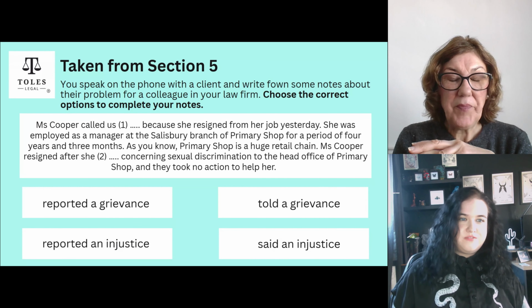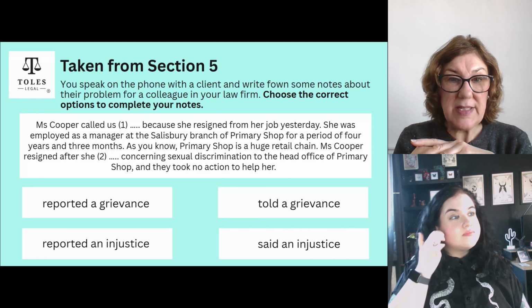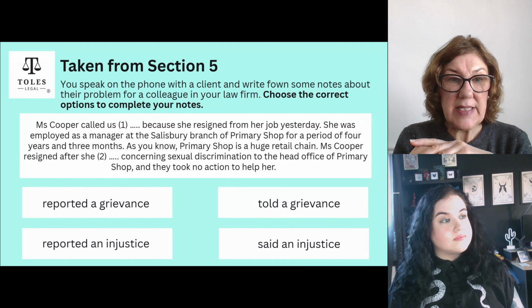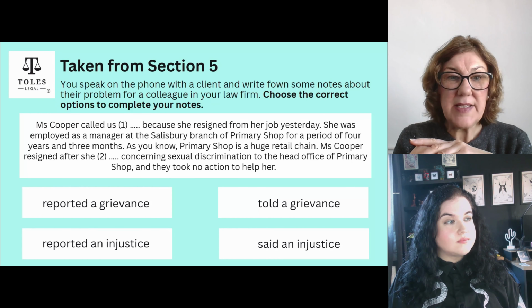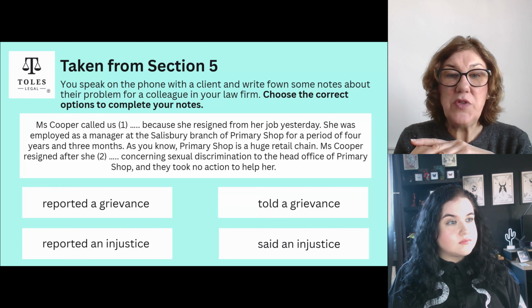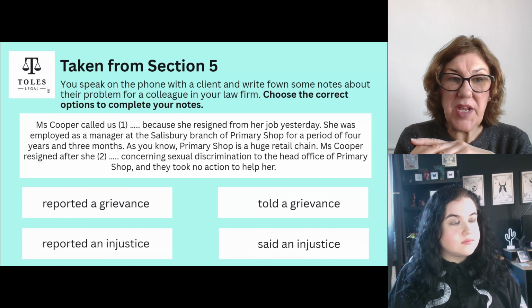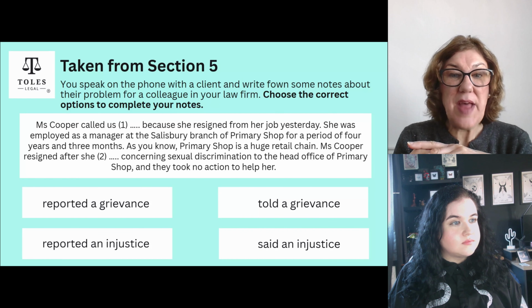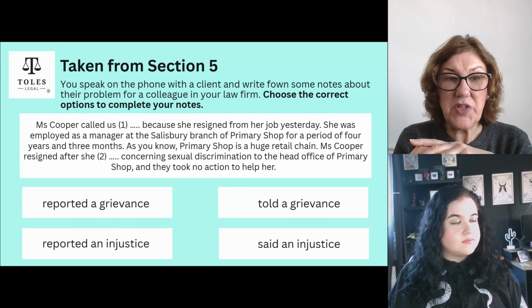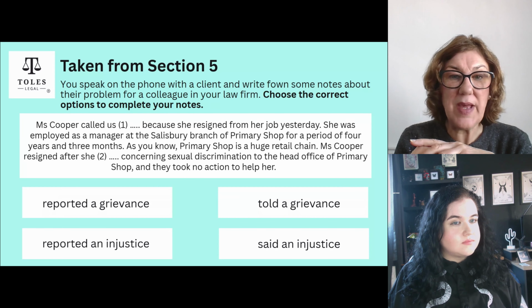Another one from section 5. So it's the same story. Here's the sentence. As you know, Primary Shop is a huge retail chain. Ms. Cooper resigned after she something concerning sexual discrimination to the head office of Primary Shop and they took no action to help her. What do you want to put in gap number 2?